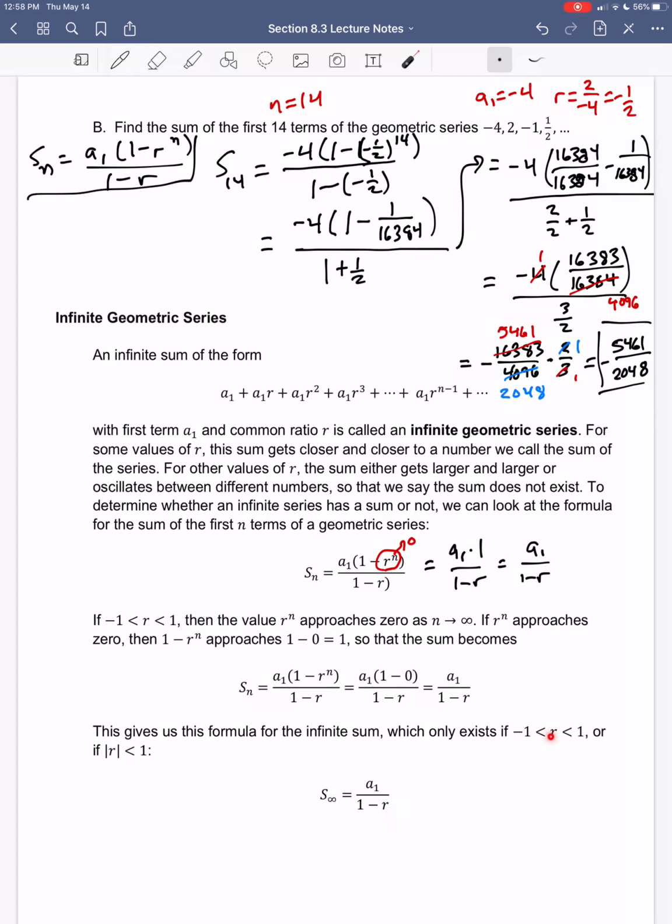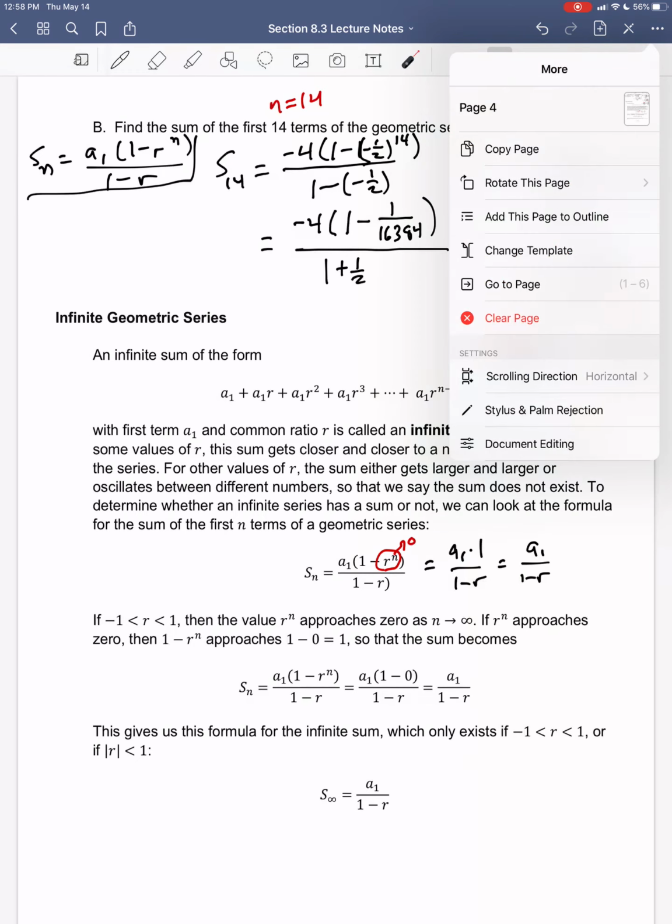It's not valid though if r is equal to 2 or if r is equal to negative 2. It would be okay if r is a half or a third or negative a half or negative a third or negative 4/5 or negative 9/10. As long as its absolute value is less than 1, then we would be okay here.